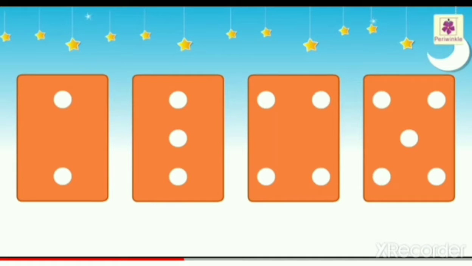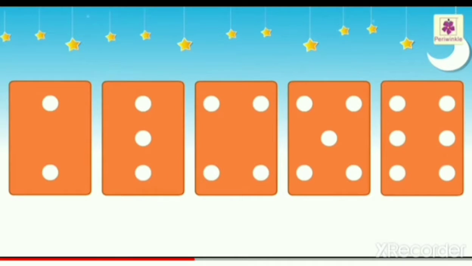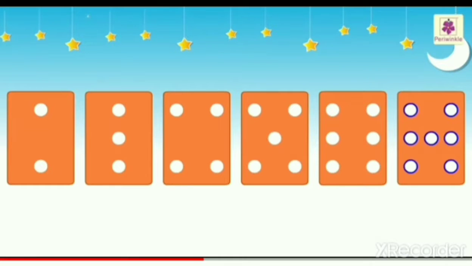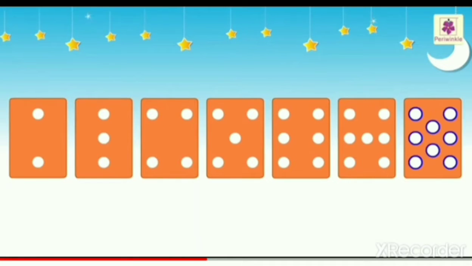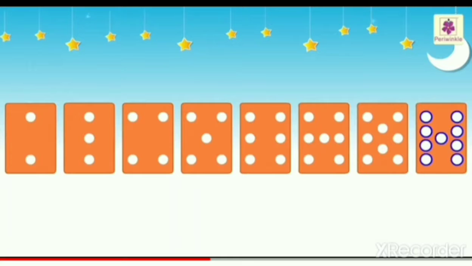We have arranged these cards according to the number of dots. In the first there are two dots, in the second three, then four, then five. So in the next card there will be six dots. Similarly in the next there will be seven, and then eight, and then nine, and so on. So this is a pattern according to the number of dots.